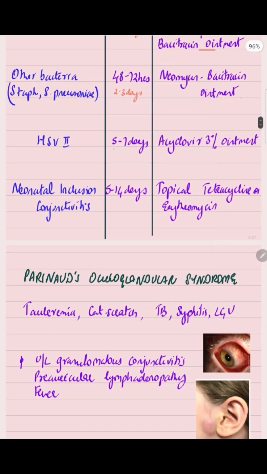If it is 5 to 7 days, that is up to 1 week, the cause can be herpes simplex virus 2. We can give acyclovir 3% eye ointment. Then 5 to 14 days, that is 1 to 2 weeks, the cause can be neonatal inclusion conjunctivitis. The treatment is topical tetracycline or erythromycin. Chlamydia trachomatis is the commonest cause of ophthalmia neonatorum in developed countries.